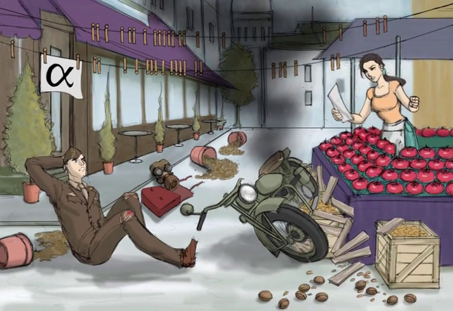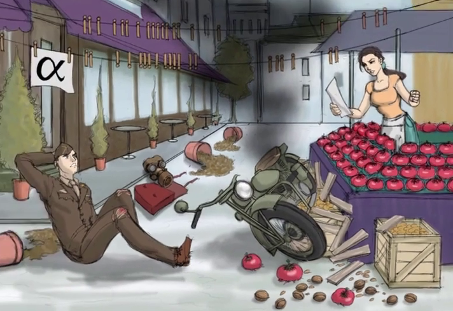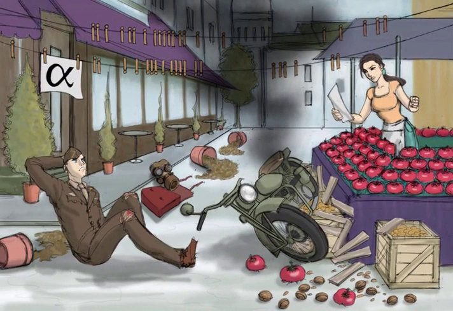When red cell membranes are affected by the alpha toxin, hemolysis ensues. We'll represent red blood cell hemolysis by showing these tomatoes, which sort of look like red blood cells, falling on the ground and getting smashed. Since it can lyse red blood cells in vivo, it can also lyse them in vitro. So when you plate it, it has a zone of hemolysis.